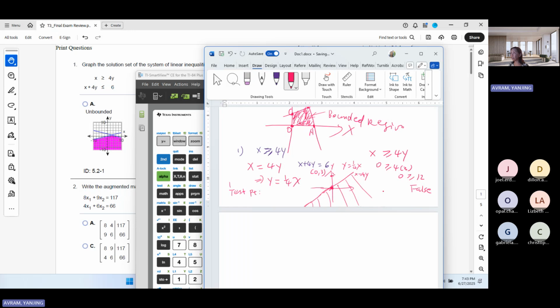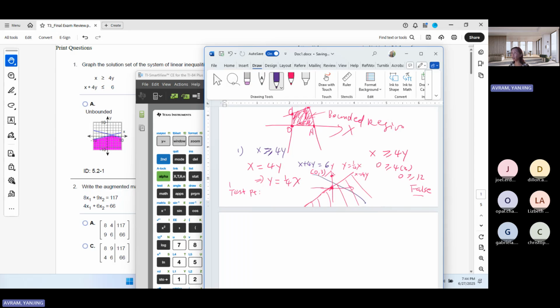Opposite side, you don't have to do another test. If you test this point here and it is true, then this side will be the solution. But since I test this point and it is false, the other side is the solution, right? And then we go to graph the line 2, just repeat the process, okay?